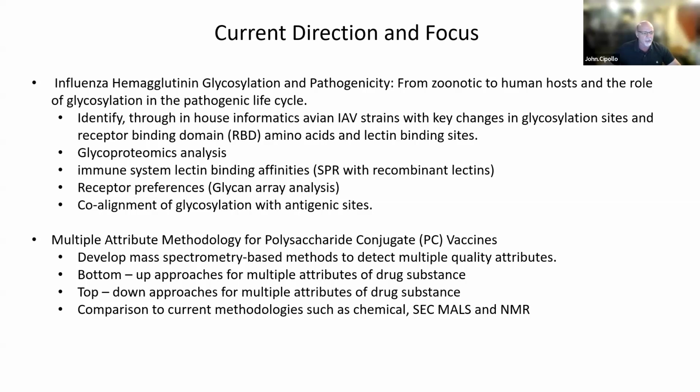However, they can be very complex, and there's a range of standard techniques that have been used for decades, but nobody's really been able to apply mass spectrometry to look at multiple attributes of these drug substances, drug products, and their intermediates in their production. So we've now begun to focus on that. We'll do bottom-up proteomics approaches and top-down, and we'll get a little bit into why we're making that approach, and we'll compare those to some of the standard assays.